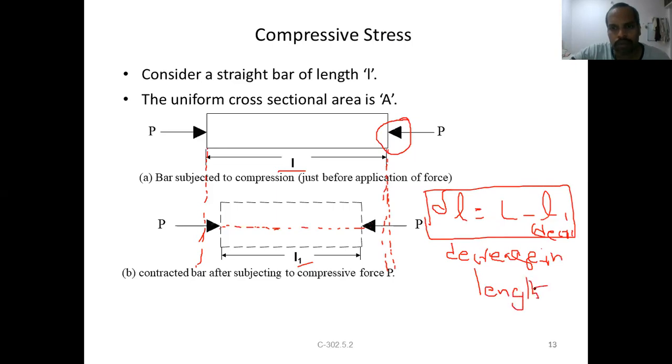Change in length is nothing but decrease in length. Length decreases. In the previous one, change in length is equal to L1 minus L, because there it is an increase in length. Here it is a decrease in length. Now see, decrease in length is equal to L minus L1.